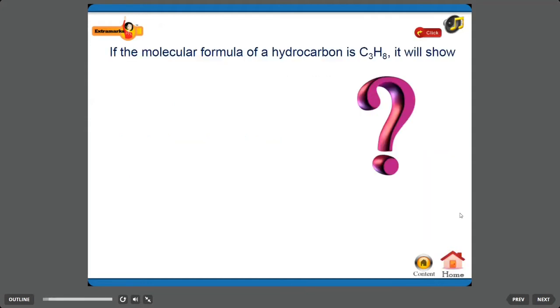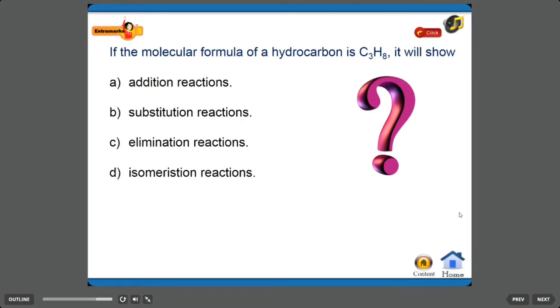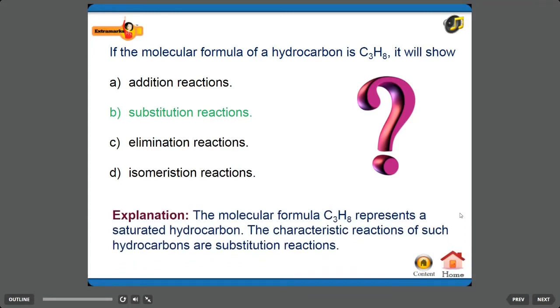Now it's time to test your knowledge. If the molecular formula of a hydrocarbon is C3H8, it will show: addition reactions, substitution reactions, elimination reactions, or isomerization reactions. The correct answer is option B, substitution reactions. The explanation is that molecular formula C3H8 represents a saturated hydrocarbon. The characteristic reactions of such hydrocarbons are substitution reactions.